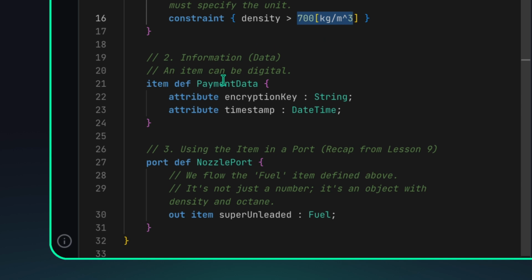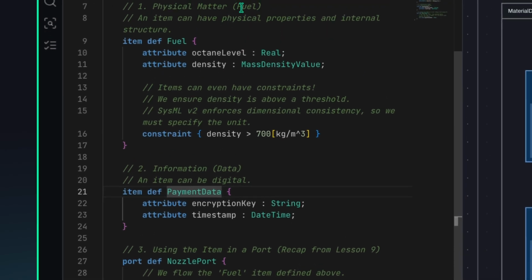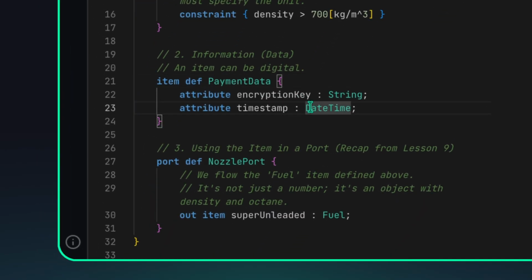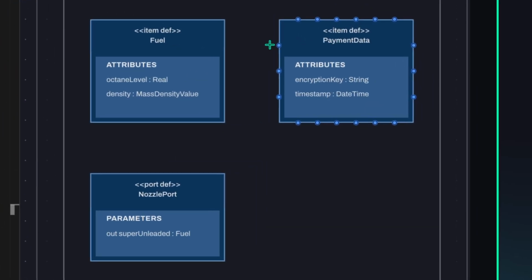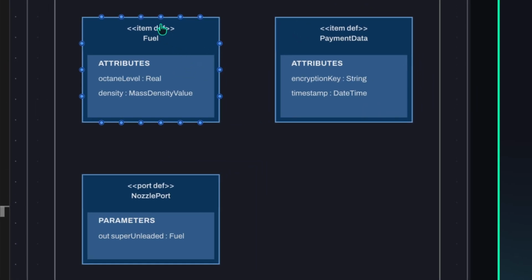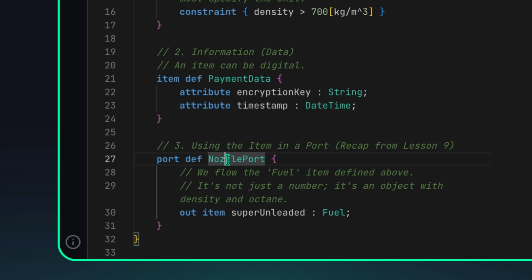Next, we define an information item. Items are not limited to physical matter. Payment data has information-specific properties, while fuel has physical properties. Also notice that the timestamp is typed as DateTime, a specific value type provided by the Time package. Both physical fuel and digital data are things the system can exchange or retain, so both perfectly fit the item def construct.